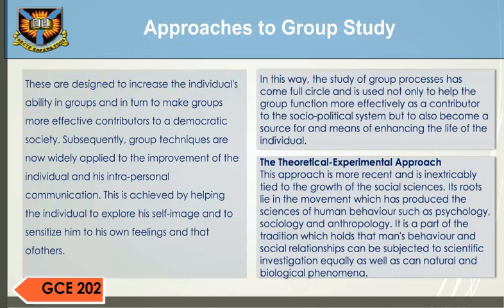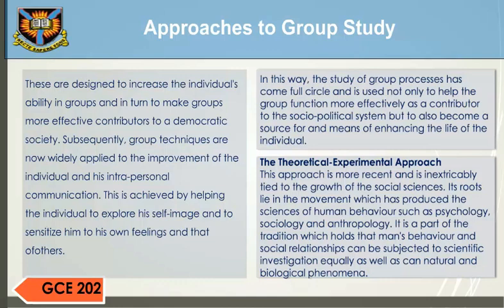Subsequently, group techniques are now widely applied to the improvement of the individual and his intrapersonal communication. This is achieved by helping the individual to explore his self-image and to sensitize him to his own feelings and that of others. In this way, the structure of group processes has come full circle and is used not only to help the group function more effectively as a contributor to the socio-political system, but to also become a source for and means for enhancing the life of the individual.